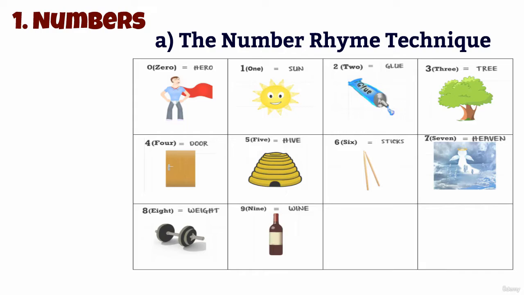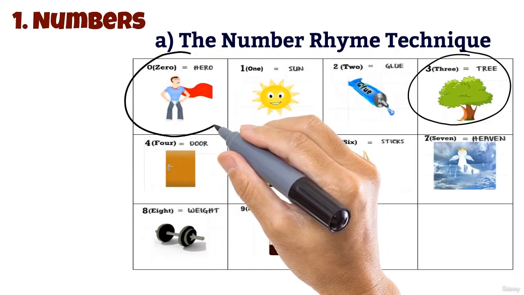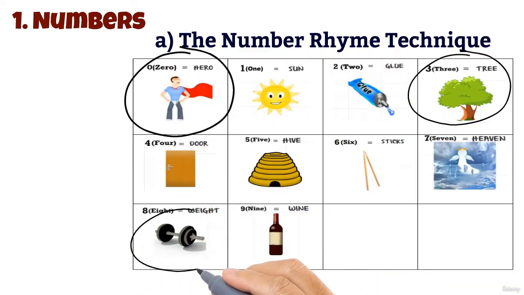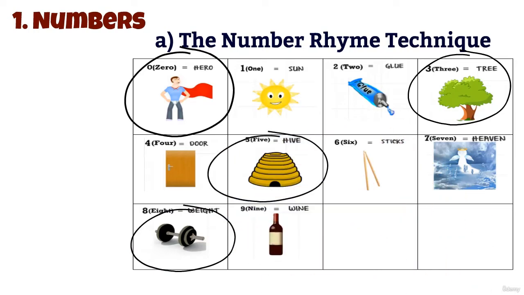To memorize numbers with this method, replace each digit with its associated image, then create a little memorable story featuring them. For example, if your pin is 3085, by using the number rhyme method, you can transform it into the words tree, hero, wait, hive. To remember it, you can imagine a tree under which stands a hero training with weights to attack a hive.